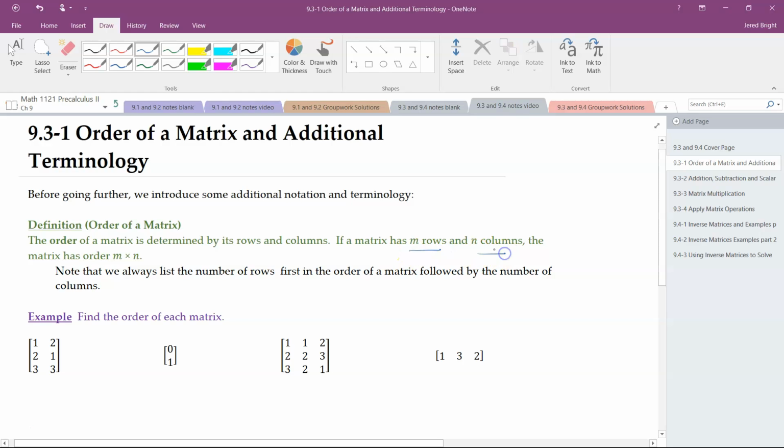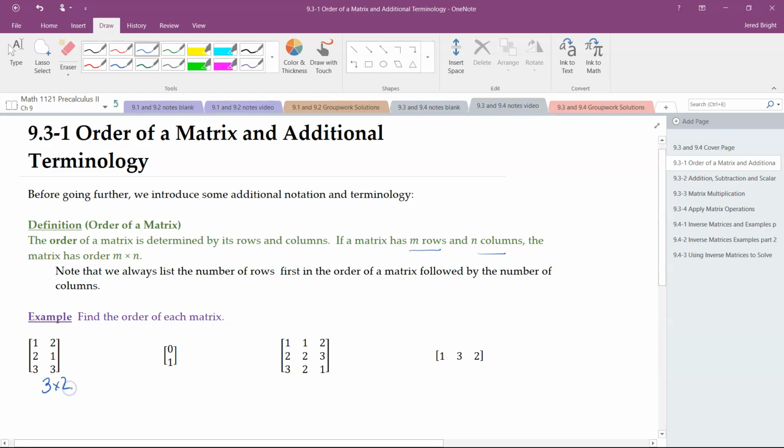Okay, so when we talk about order, we first have to specify the number of rows it has and then the number of columns, and write that as m by n if we have m rows and n columns. Okay, so for example, here in this first one in the lower left, we see that we have 3 rows, those go horizontally, and then we have 2 columns, so the order of this matrix would be a 3 by 2.